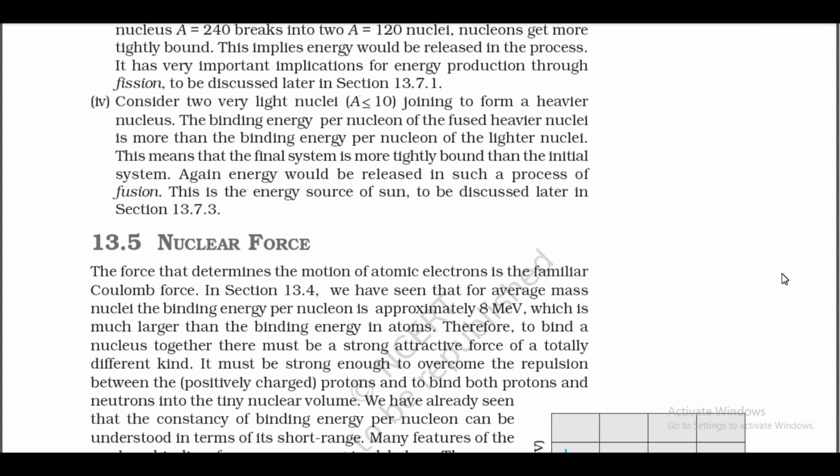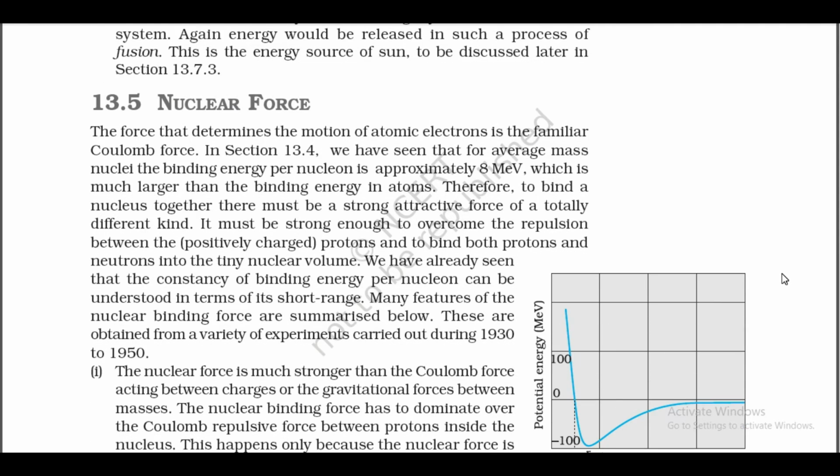Fourth, consider two very light nuclei, A < 10, joining to form a heavier nucleus. The binding energy per nucleon of the fused heavier nucleus is more than the binding energy per nucleon of the lighter nuclei. This means that the final system is more tightly bound than the initial system. Again, energy would be released in such a process of fusion. This is the energy source of the Sun, to be discussed later in section 13.7.3.